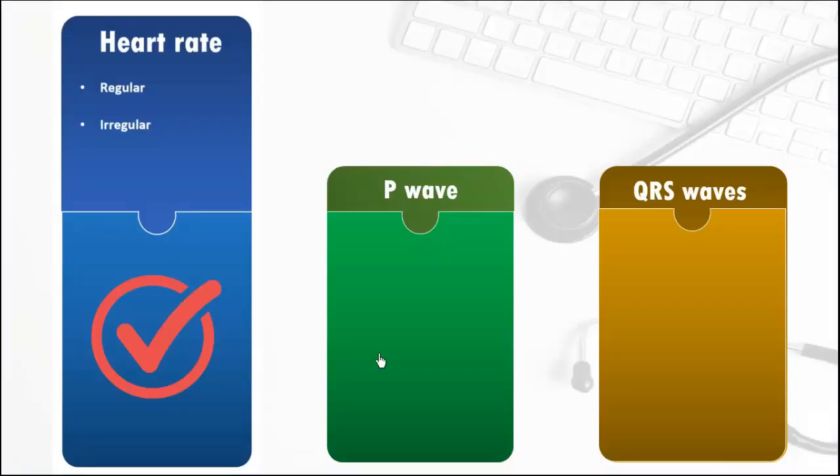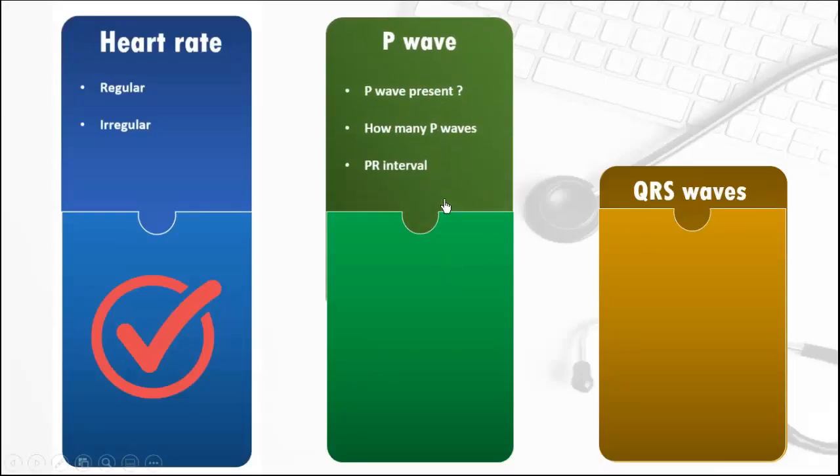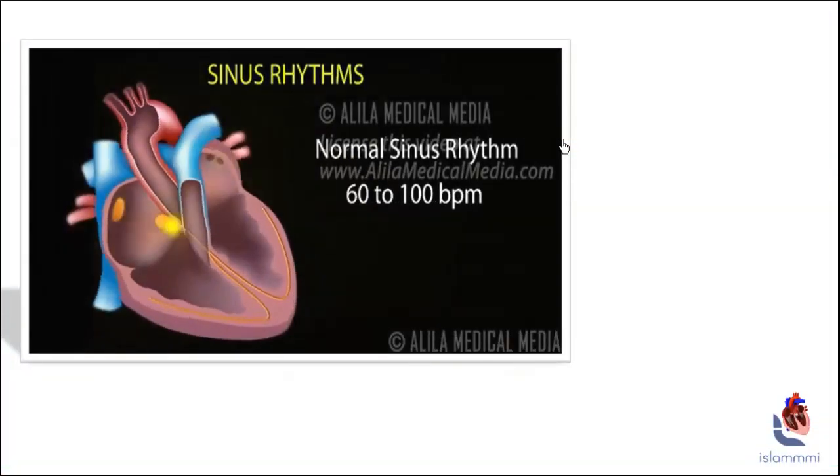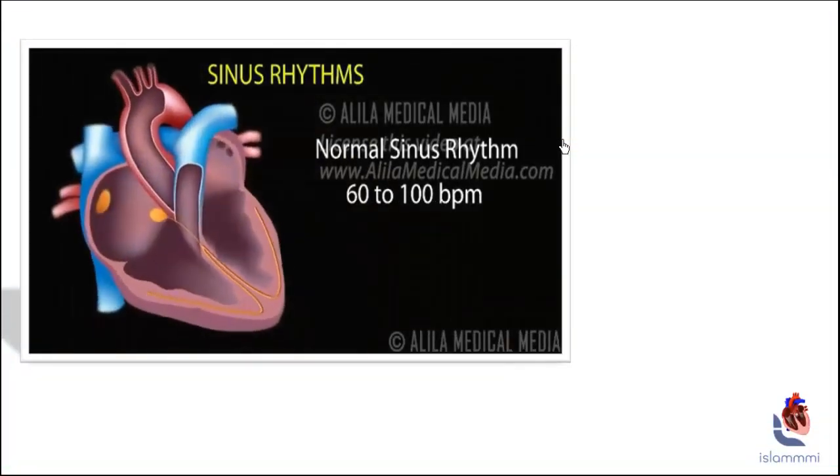So now we are going to check the P wave. We have to know whether it's present or not, and how many, and then we will go to the PR interval. The P wave, as we said before, represents the impulse from the SA node to the atrium. So any problem in the SA node will cause a problem in the P wave. So we have either two conditions: the P wave might be present or the P wave might be absent. We will take the first condition. The P wave, once it's present, means that the SA node is working perfectly.